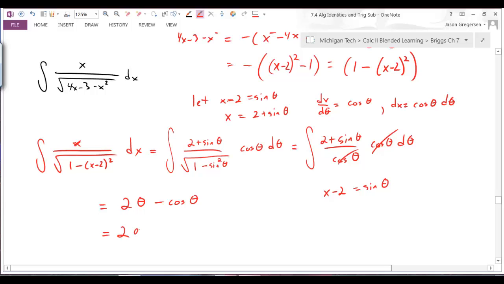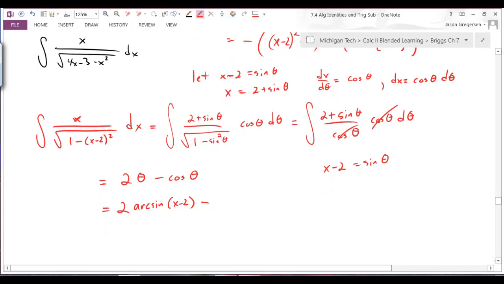Arc sine of x minus 2. And now I've got to find out what cosine of theta is. What is cosine of theta?